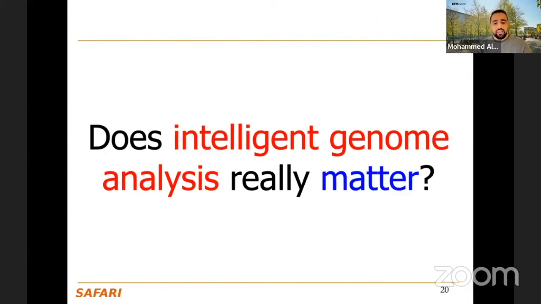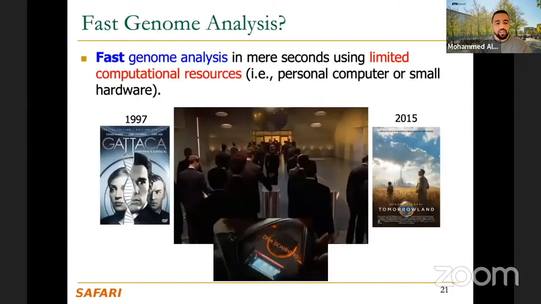All right. Does intelligent genome analysis really matter? Why should we care? I could wait 3 hours to get the analysis. I could wait 2 days to get the analysis. It's not a big deal. So ultimately, we should have something like what is envisioned in these 2 movies: the first one, Gattaca in 1997, and Tomorrowland in 2015. How many of you watched these 2 movies or any of them? Okay, we got 1 hand.